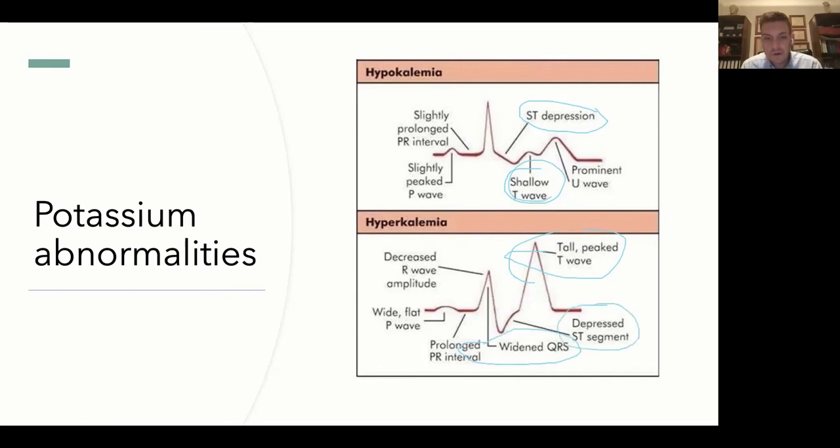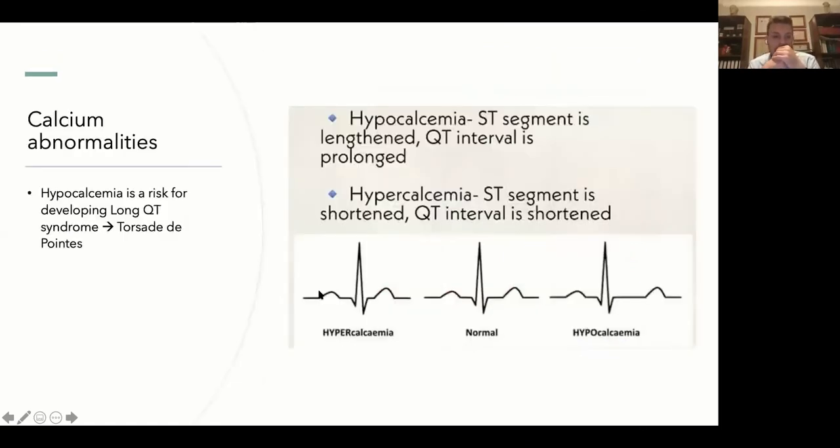And if you think about it, it makes sense, because if hypokalemia does an ST depression and the T wave is shallow, in hyperkalemia, the opposite will occur. There will be a tall and peaked T wave and a wider QRS. Okay, you need to memorize this as is. The T wave is the part that we will take a focus on, along with the ST depression during potassium abnormalities. Okay, now calcium abnormalities, and this is a tad more important.